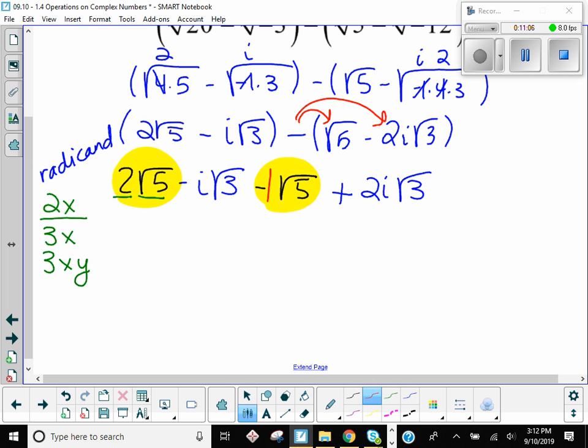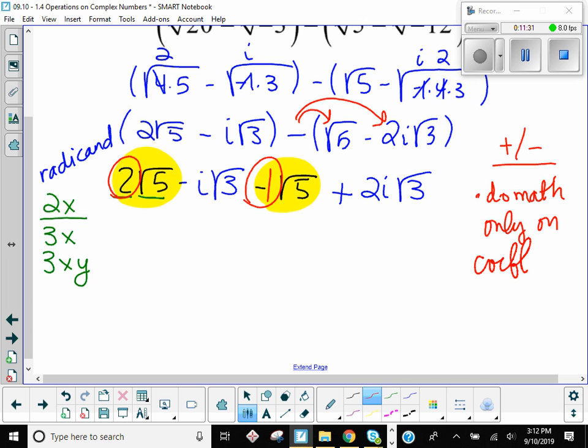So when you are adding or subtracting radicals, the radical part does not change. You're only doing math on the coefficients. So if you want to write that down somewhere, if you feel like you might forget something like this, a note to yourself, when you're adding or subtracting, you're doing the math only on the coefficient. Okay, the radical parts are going to stay the same. Yes? Yes. Yeah, it's exactly like that.